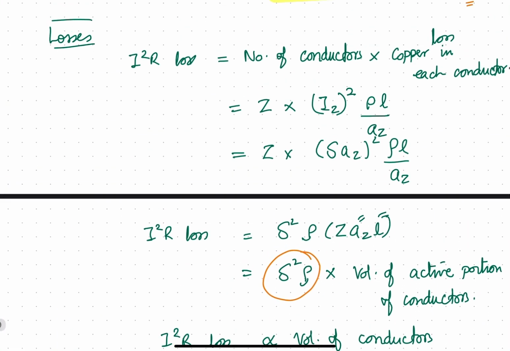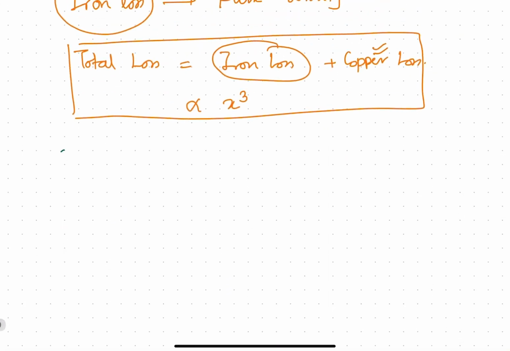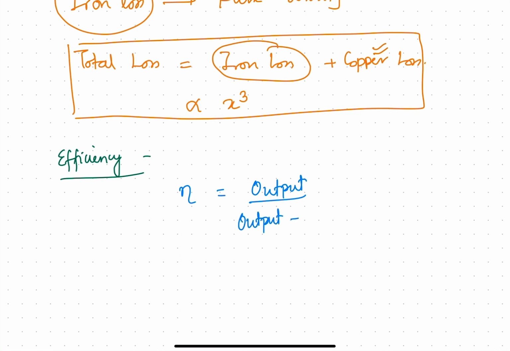And to conclude, we will see what happens to the efficiency. Now efficiency is the output over output plus losses. So we have seen earlier that output is x to the power 4, and this is x to the power 4 plus k x to the power cube. So then we can derive this.